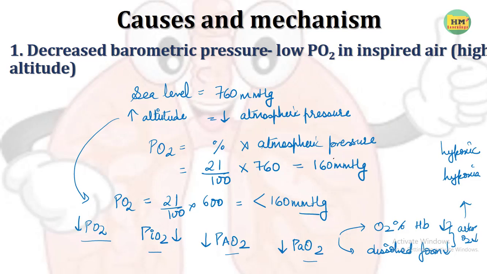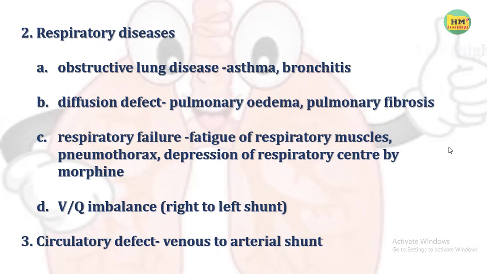Now we move on to the second cause of hypoxic hypoxia, that is respiratory diseases. Number one is obstructive lung disease. Obstructive lung disease is associated with hypoventilation. Hypoventilation means a decrease in the amount of air entering the lung. So if there is less air, the alveolar PO2 is reduced, and if the alveolar PO2 is reduced, the arterial PaO2 will also automatically be reduced.